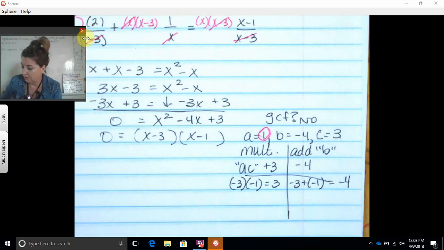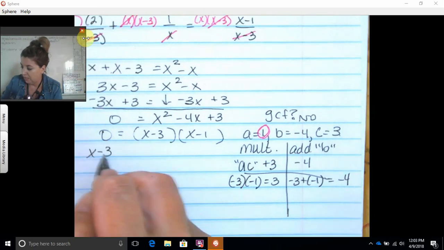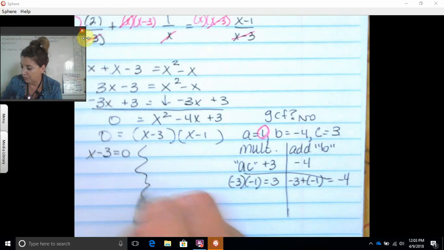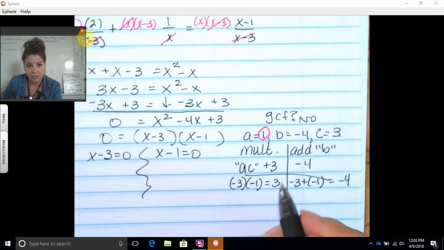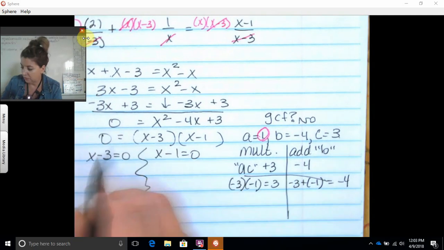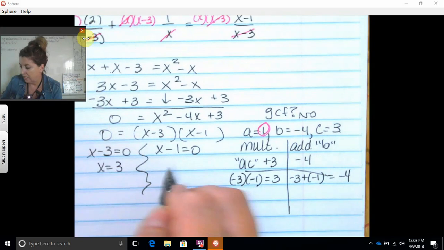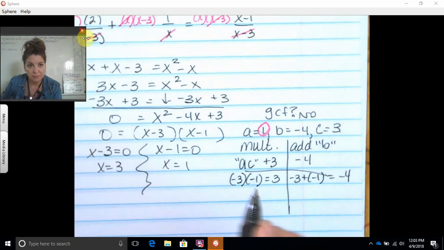Set them equal to 0. Set x minus 3 equal to 0. And set x minus 1 equal to 0. So over here, x equals 3. We add 3 to both sides. And over here, x equals positive 1.